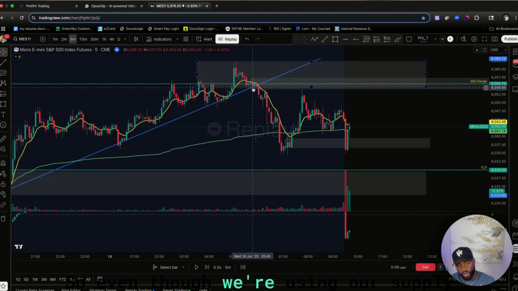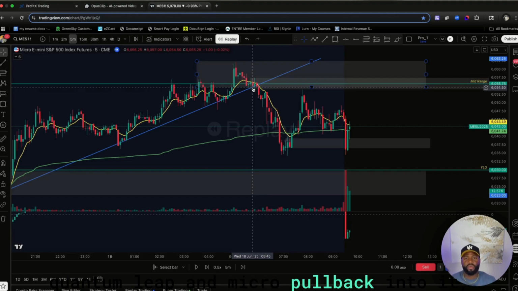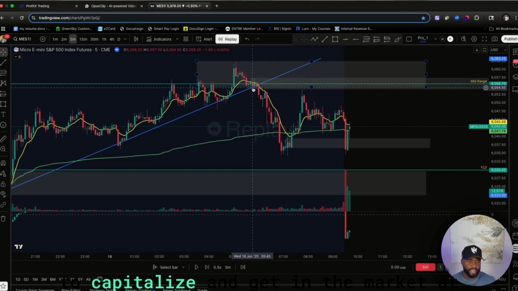Cool. So even though we're using our supply and demand setup, trade zone to zone, we then brought the entry, which is the setup quantum leap and micro pullback, into it, which just further helps us capitalize and get in the market at the right time and get the most out of the move.